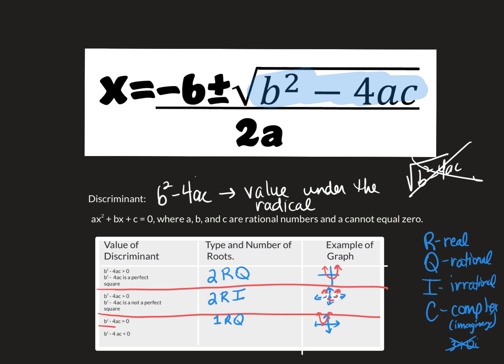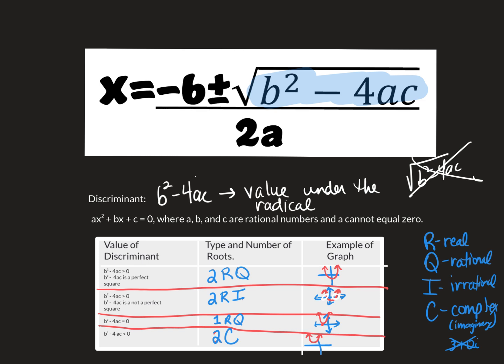And then the last one, b squared minus 4ac is less than 0, then that means you're going to have two complex answers, which means this is what your graph looks like. The graph does not touch or cross the x-axis at all. That's two complex answers.